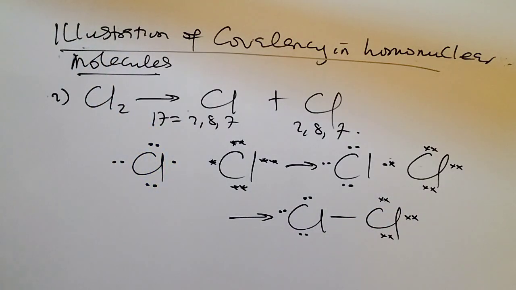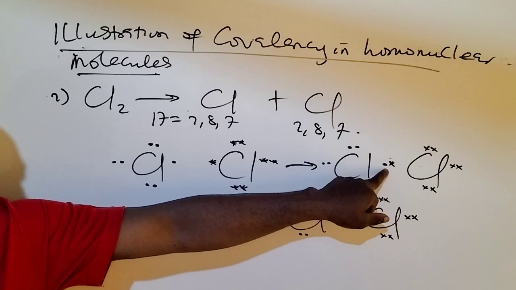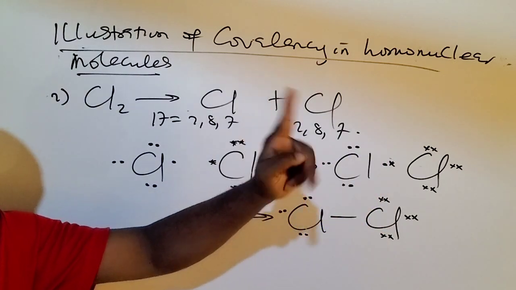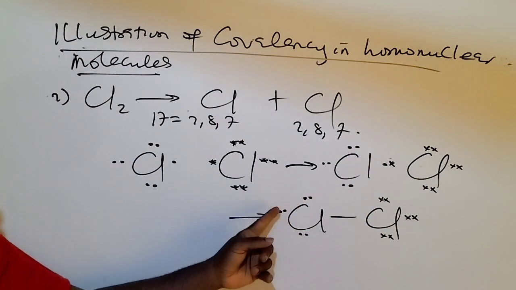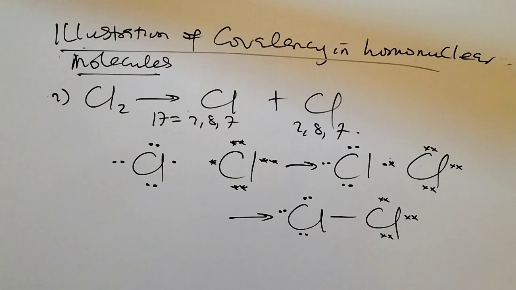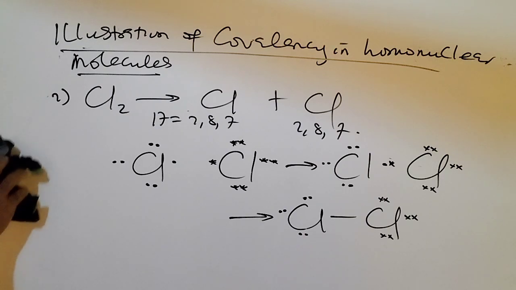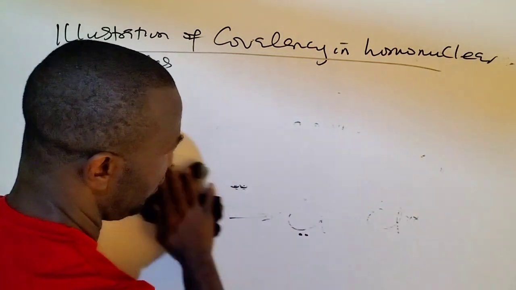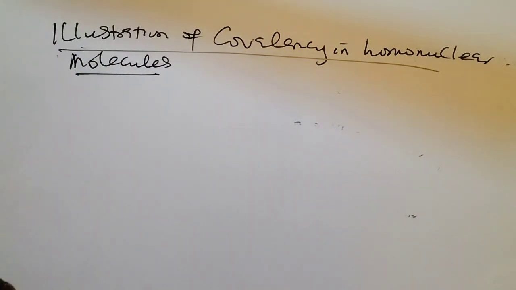The chlorine molecule has only one bonding pair, or shared pair, and six lone pairs of electrons, giving us a single bond in a homonuclear molecule. I'll take another example of a homonuclear molecule.